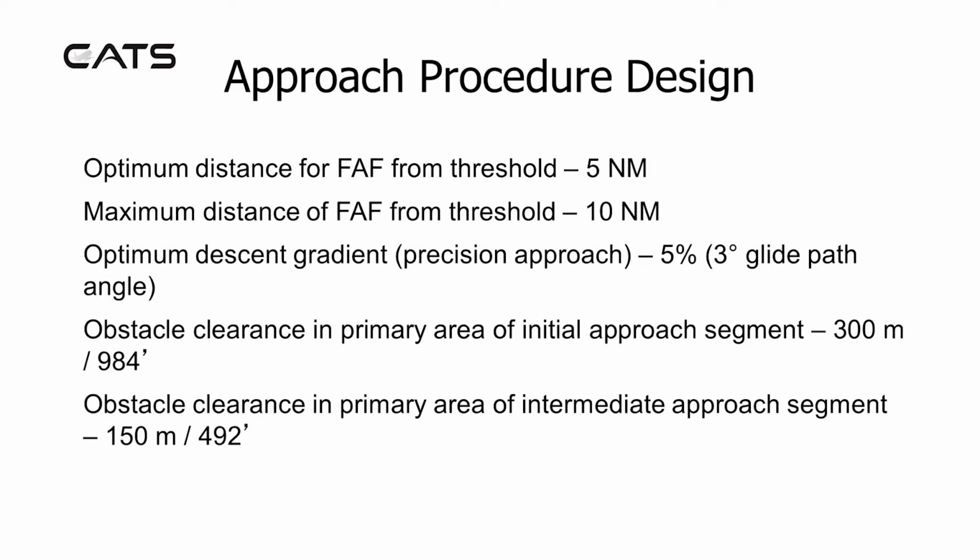Approach procedure design. The optimum distance for the final approach fix from the threshold is 5 nautical miles. The maximum distance of the final approach fix from the threshold is 10 nautical miles. The optimum descent gradient for a precision approach is 5%, a 3-degree glide path angle. The obstacle clearance in the primary area of the initial approach segment is 300 meters. In the primary area of the intermediate approach segment, it is 150 meters.